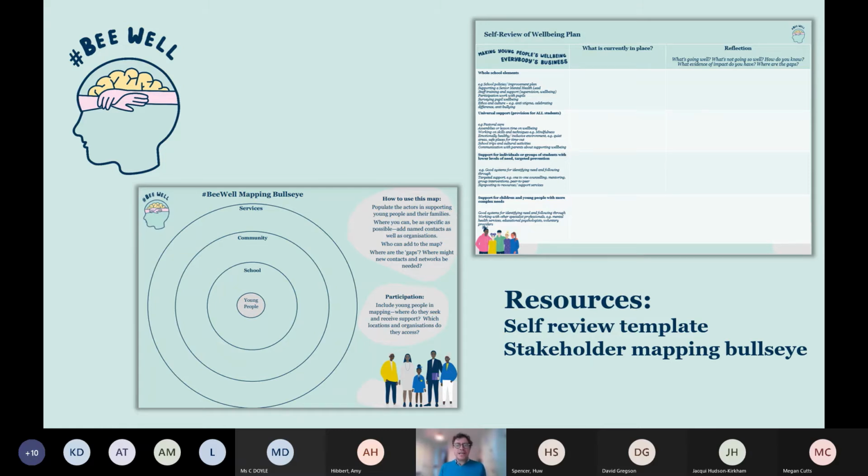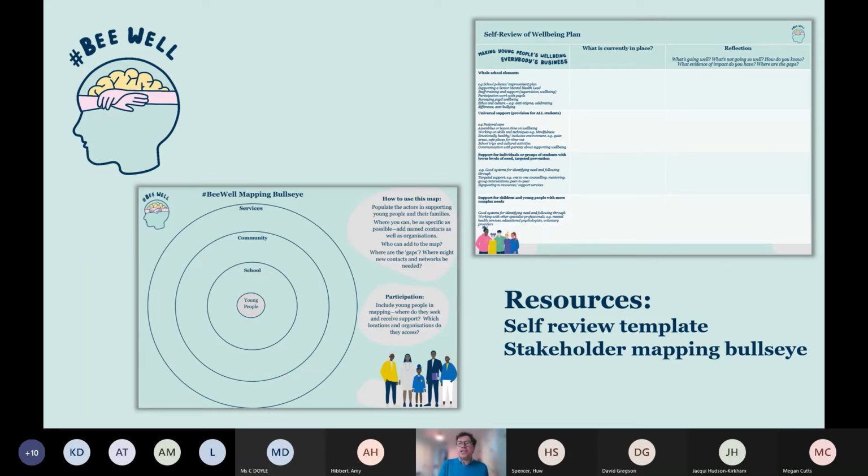Some of this is actually about support for a relatively small number of young people, and that would be more the kind of interventions, whereas the whole school elements are really about school culture and systems. So thinking about it on those different levels can be really, really helpful. And not just thinking about what's there, but how it's going and what the evidence of impact is. Is it actually making a difference?